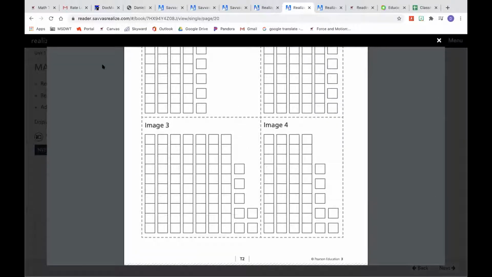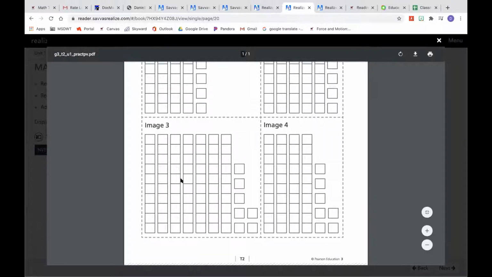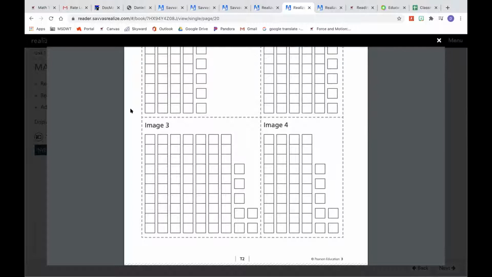Let's do number 3. How many are in number 3? This is a big number. Everyone needs to be sending me a chat. Baraka and Rosette, I want you to try and count how many are in number 3. How many does this represent? Count the blocks.